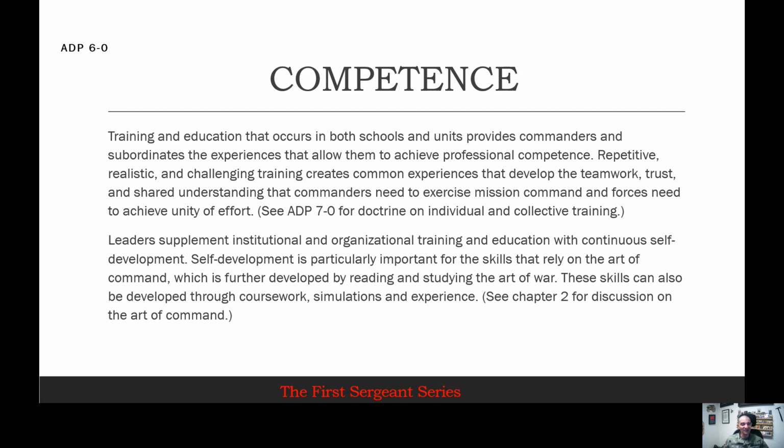Repetitive, realistic, and challenging training creates common experiences that develop the teamwork of trust and shared understanding. All right, and this allows commanders to exercise mission command and forces the need to achieve unity of effort. So I recommend you look at ADP 7-0 for doctrine on individual and collective training.